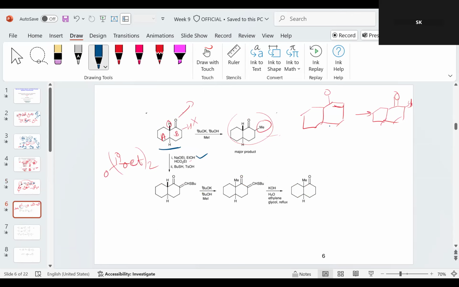We have added this mild base like sodium ethoxide, and it abstracts the proton, obviously this proton is abstracted first, followed by the electrophile, which is the HC double bond OEt. This is the ester, and then butanethiol and TsOH. In that case, it forms this. This is an example of a name reaction.